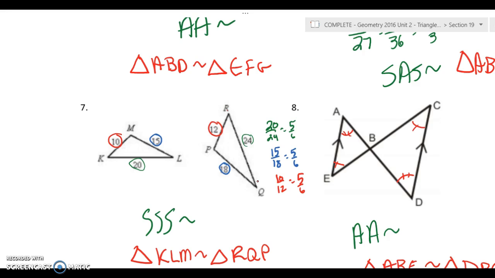So here we looked at what the corresponding pieces of the similar triangles are going to look like, and how do we show that they're the same?